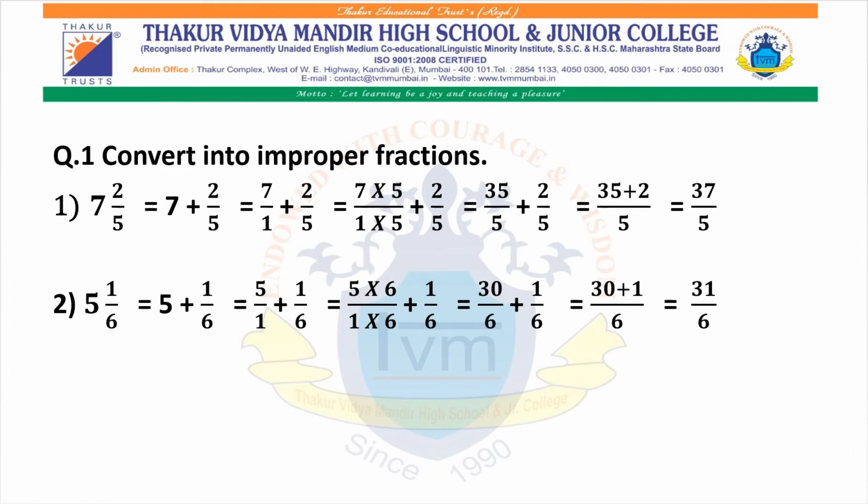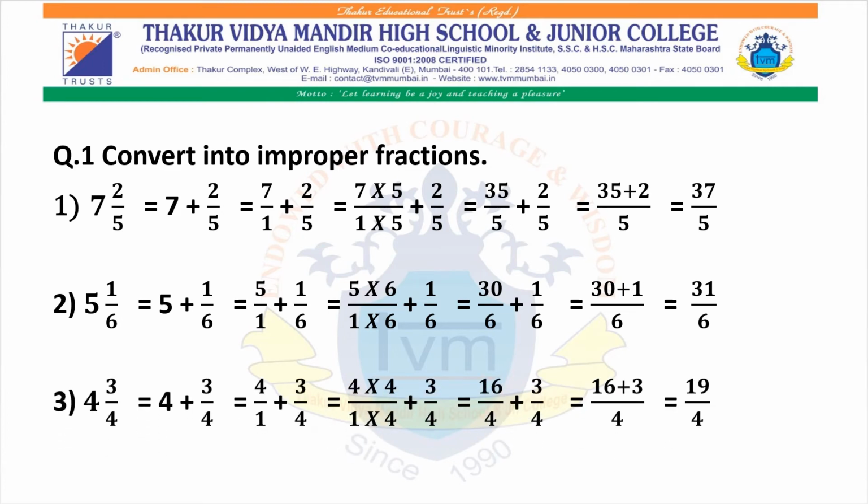So 1 fives are 5. That's why I am multiplying the whole fraction by 5. So 7 upon 1 will be multiplied by 5. 7 into 5 upon 1 into 5 plus 2 upon 5 will be equals to 7 fives are, I will get 35. And 1 fives are, I'll get 5. So 35 upon 5 plus 2 upon 5 is equals to 35 plus 2, I will get 37. So my answer will be 37 upon 5.